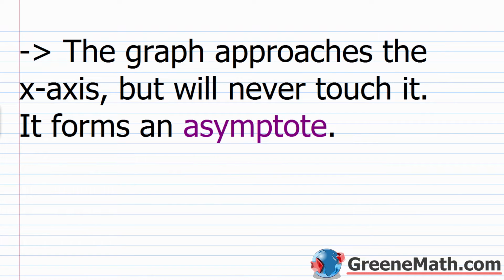All right, so this is a very important feature when you deal with exponential functions. The graph approaches the x-axis, so it comes very, very close but it will never touch it. It forms something known as an asymptote, and we talked about those before when we were dealing with rational expressions.